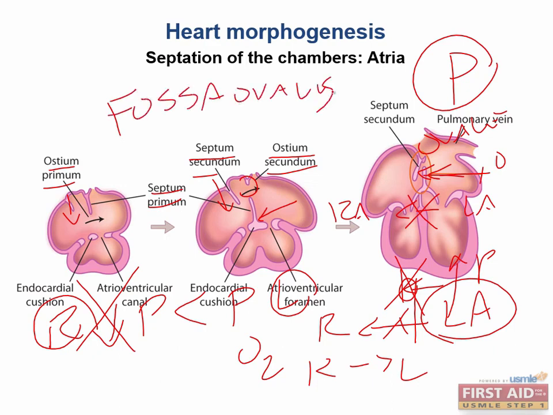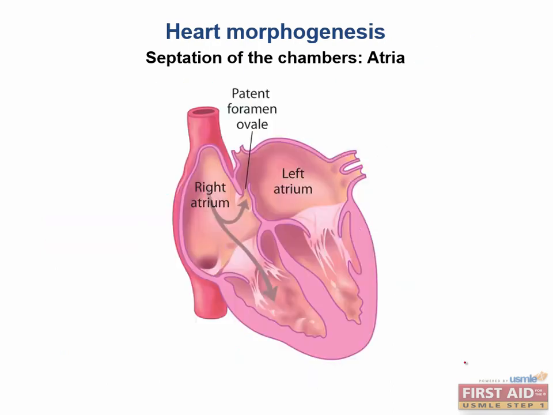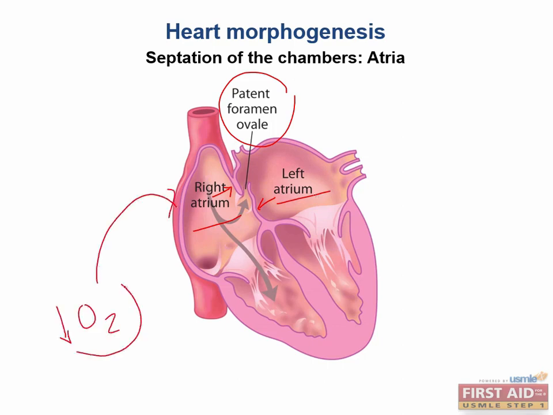So what happens if this fusion does not occur and you do not get a fossa ovalis? If the fusion of the septum primum and the septum secundum does not occur, we do not get a fossa ovalis. Instead, we have a patent foramen ovale. This is now an abnormal communication after birth between the right and the left atrium. It will allow deoxygenated blood from the venous circulation to bypass the right ventricle and pulmonary circulation and go straight into the left atrium. So how are you going to be tested on this?